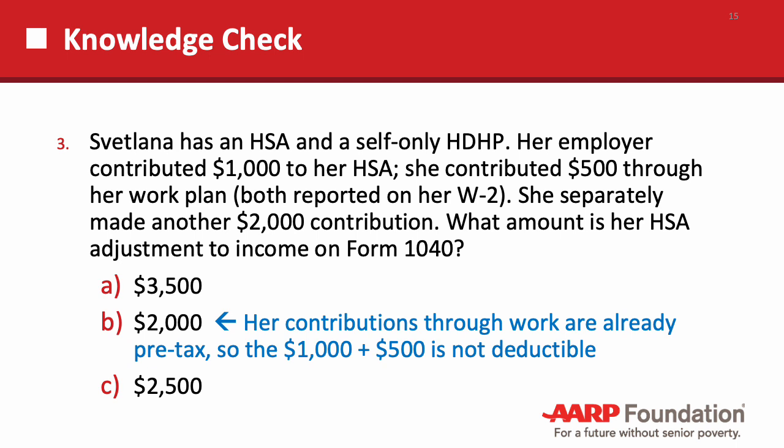Well, the amount is $2,000. Her contributions through work are already pre-tax, so the $1,000 her employer contributed and the $500 that she contributed is not deductible. They've already been deducted.